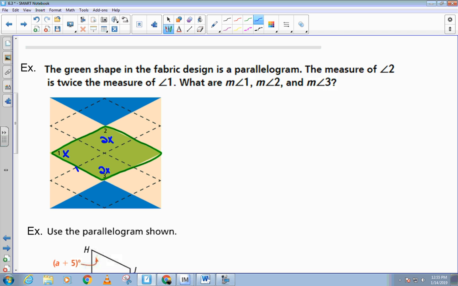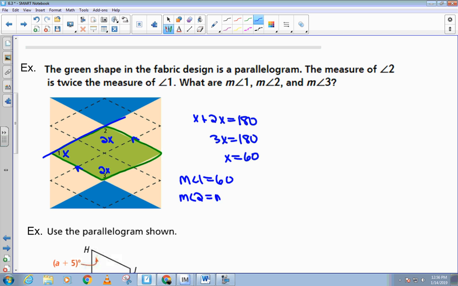Remember, these are parallel lines cut by this transversal, right? You're going to add angles 1 and 2 together, and they equal 180. So x plus 2x equals 180. That's 3x equals 180, and so x is 60, which is angle 1, right? And then the measure of angle 2 and the measure of angle 3 is what? 120.